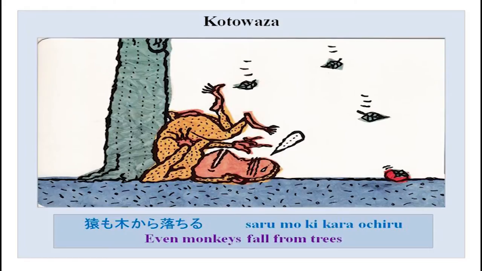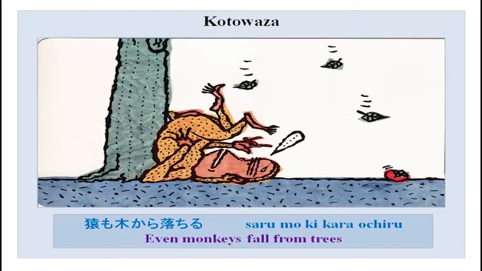Now, as I have been doing proverbs in some of our lessons, today also there's a proverb for you, a very famous Japanese proverb. Saru mo ki kara ochiru. Saru is a monkey, ki is tree, and ochiru is to fall. So it is, even monkeys can fall from trees. So even the best of people can make mistakes. So you should never be shy of making mistakes, always learn from them.